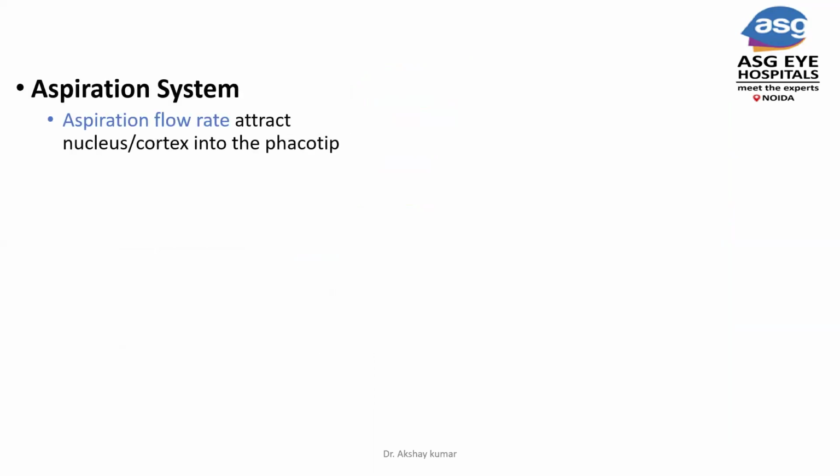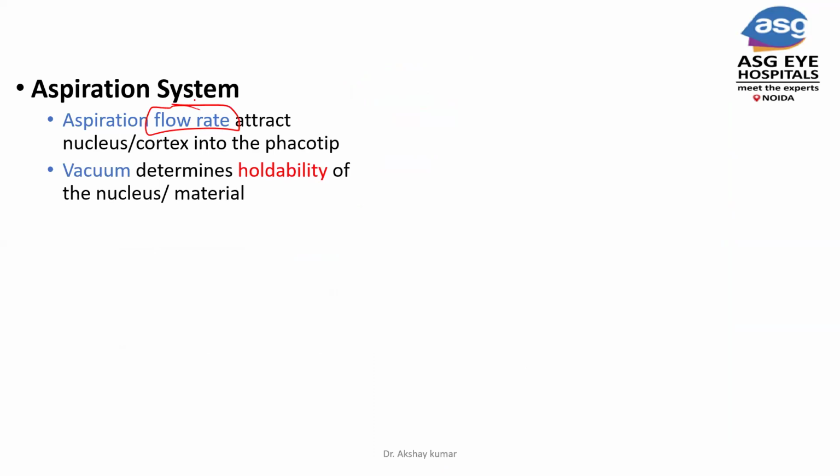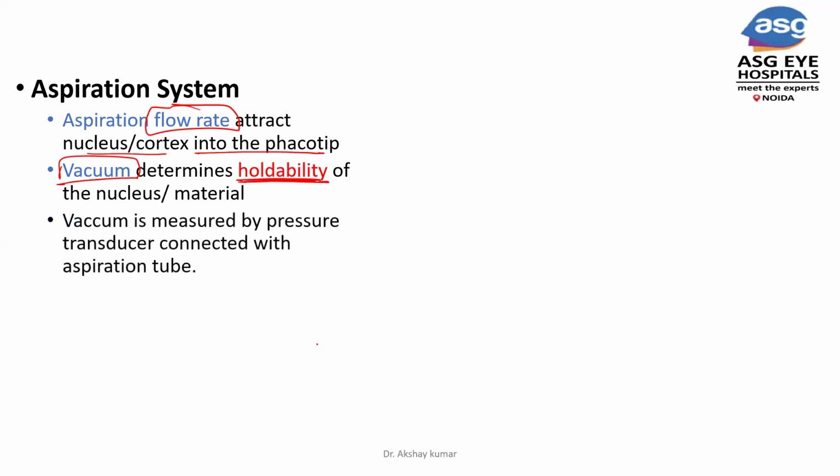Then the aspiration system. In the aspiration system, the flow rate attracts the nucleus or cortex into the phaco tip, and the vacuum determines the holdability. So remember this: holdability is a function of the vacuum. Vacuum is measured by the pressure transducer connected with the aspiration tube.